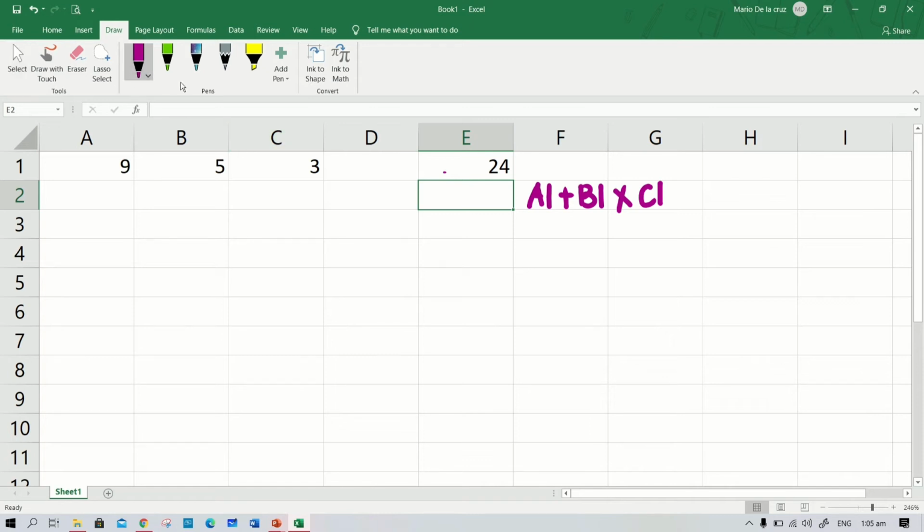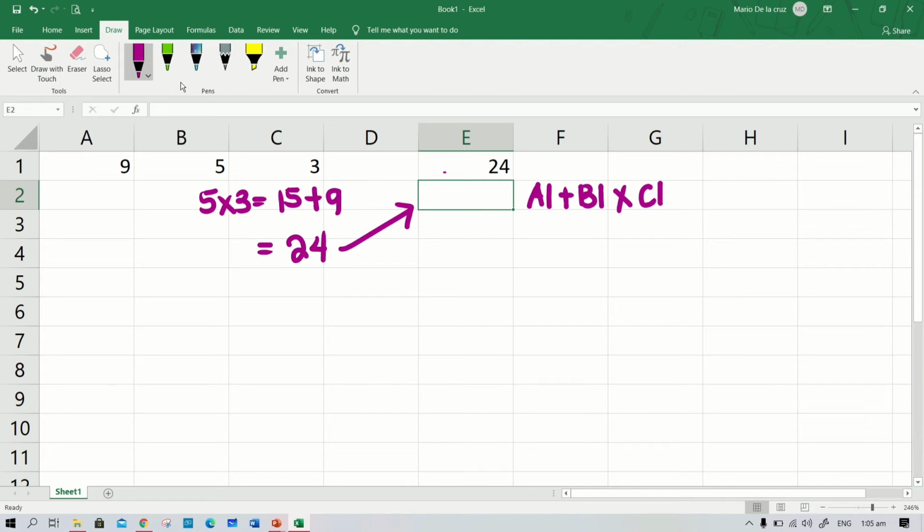So, just like what I've said, the order of operation, nagsimula siyang mag-multiply. So, 5 times 3 muna yung ginawa niya, which is equal to 15. And then, sinunod yung next operation, which is plus 9. So, 15 plus 9, the answer is 24.